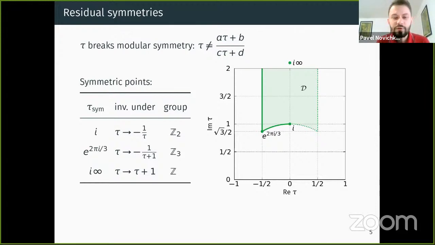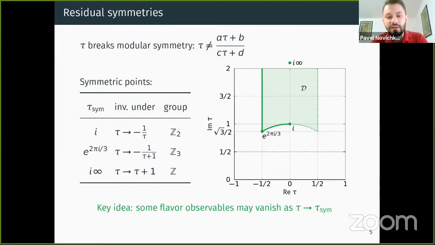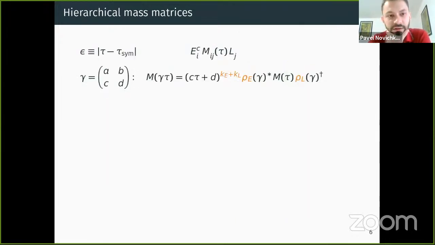And so, for example, if you have the electron mass vanishing in the limit when tau goes to i, it means that if you depart slightly from tau equals i, then the electron mass will become non-zero, but it will be still suppressed with respect to other observables. So this is the key idea, that some flavor observables may vanish as tau goes to a symmetric point. And so in the vicinity of the symmetric point, you can make some observables much smaller than the others. So we used this idea in our work.